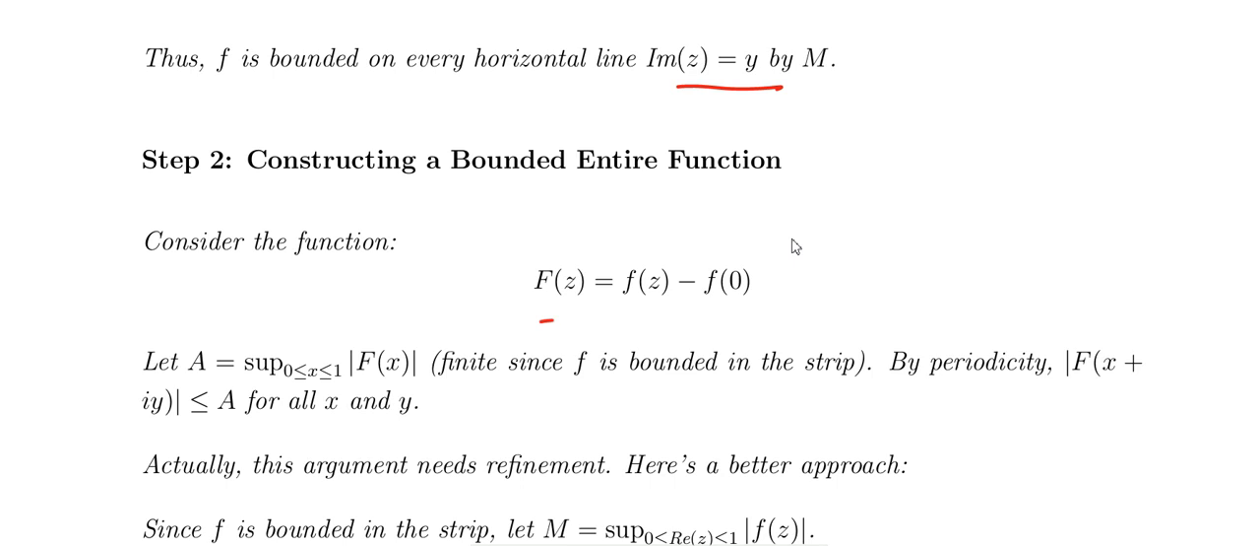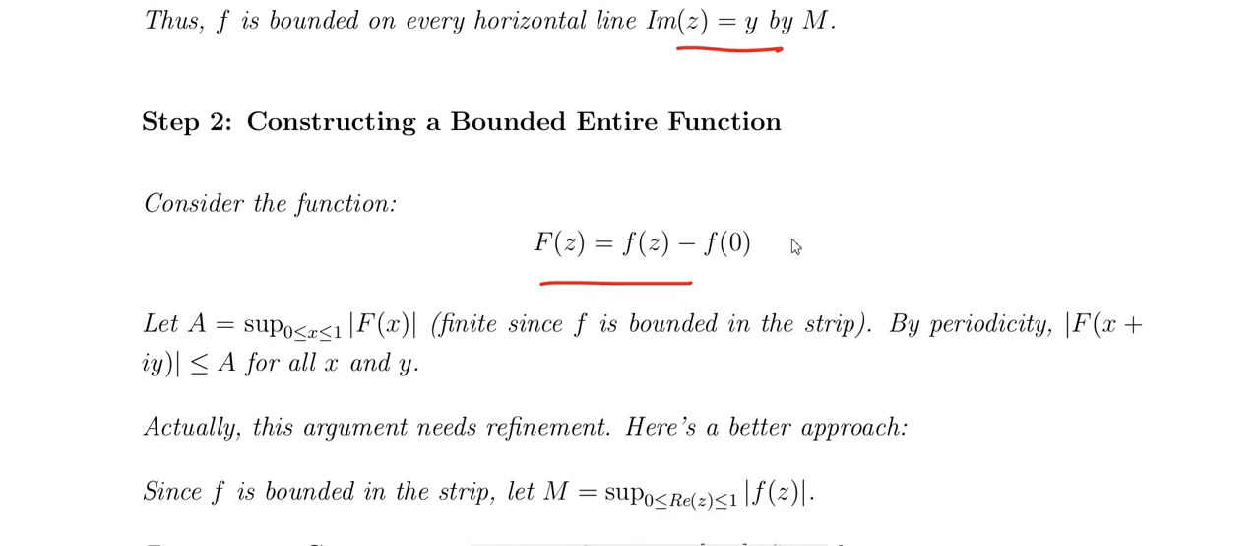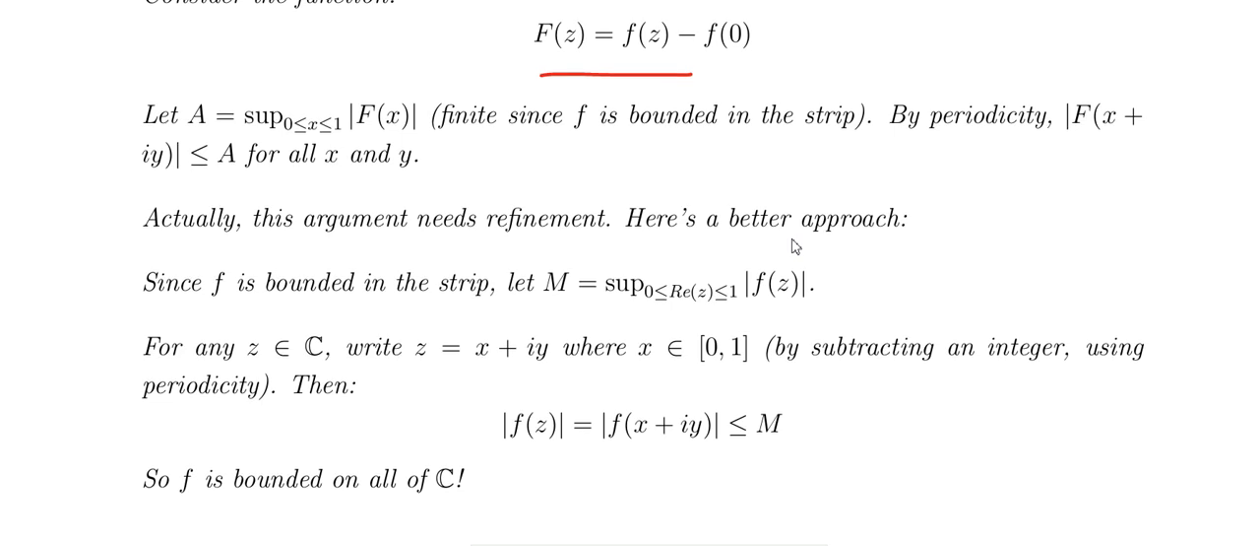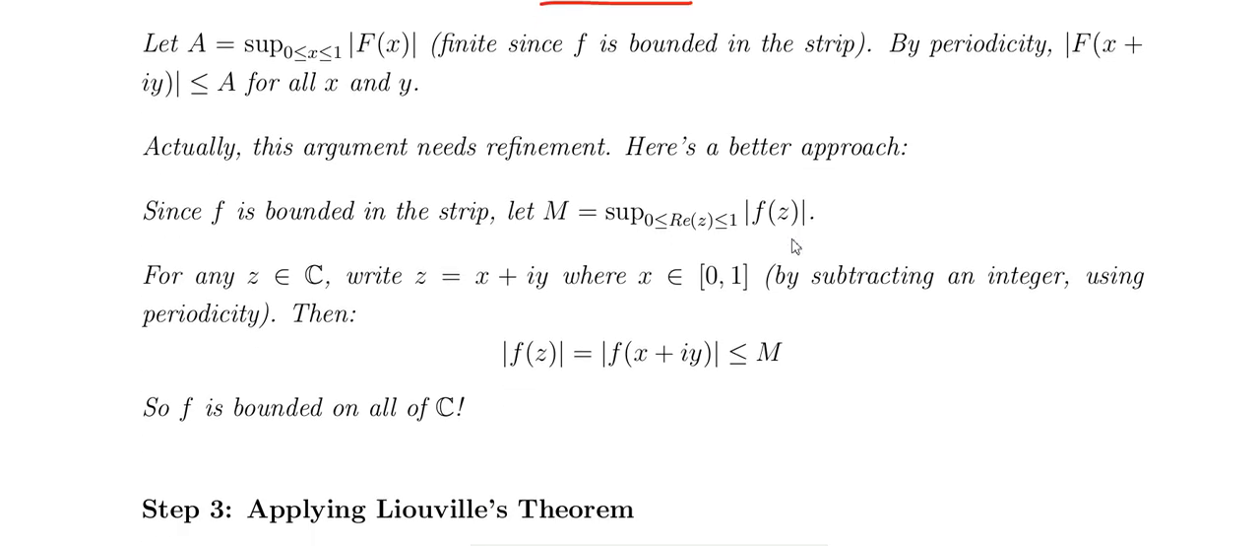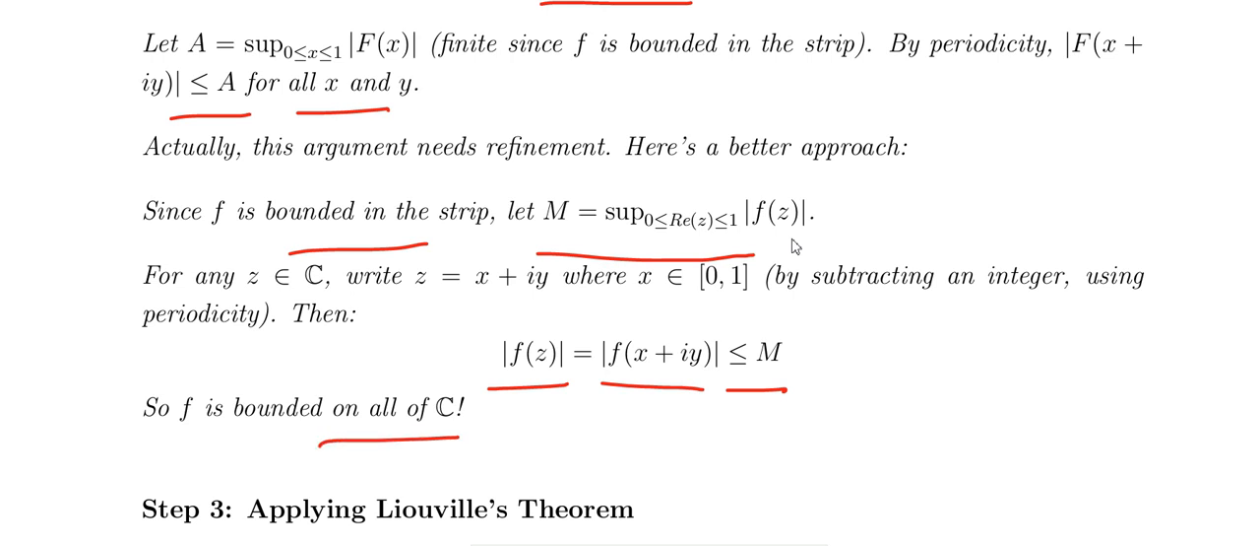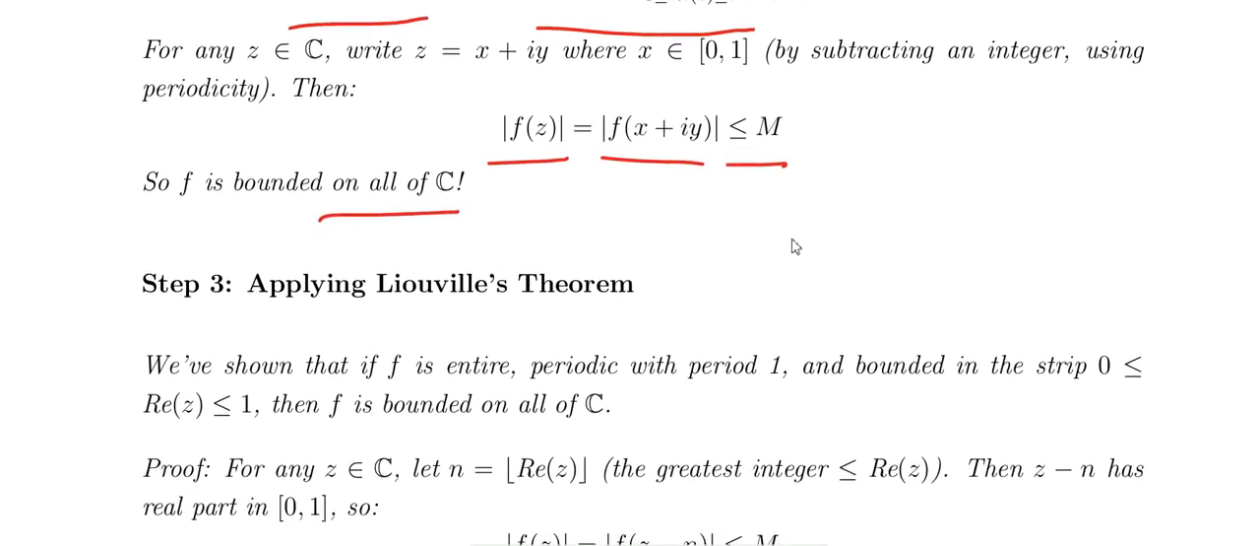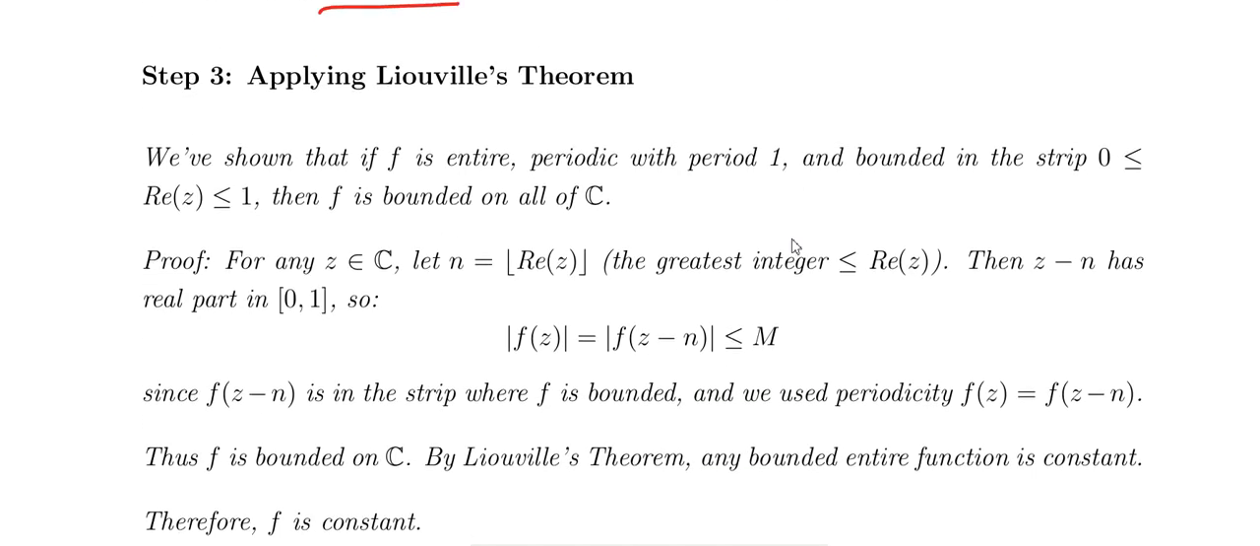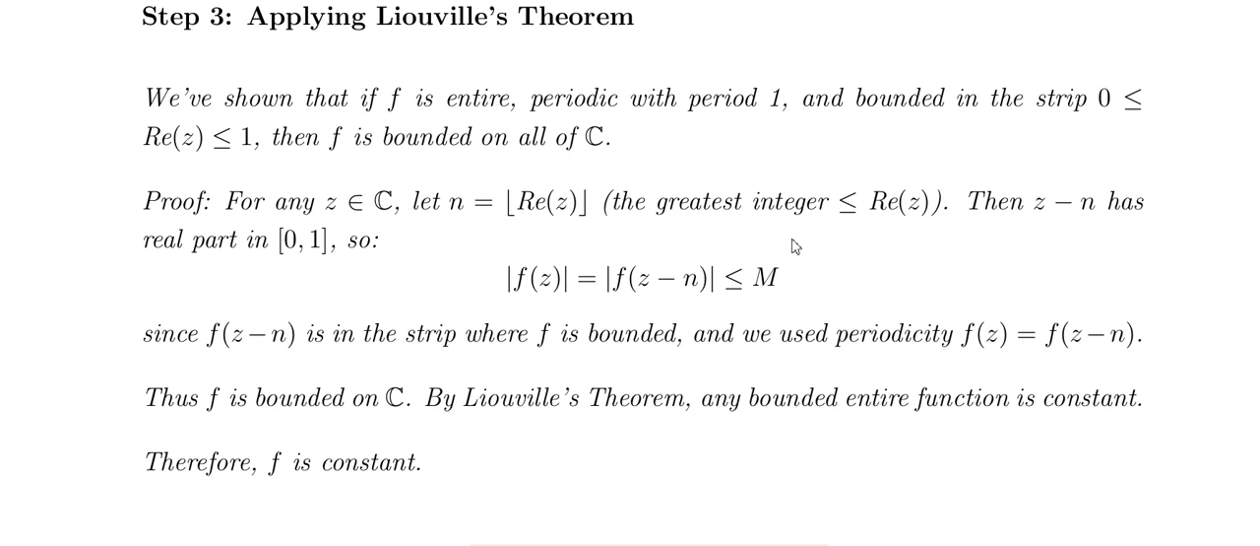So consider the function capital F(z), with capital A equal to the supremum of |F(x+iy)|, less than or equal to A for all x and y. The argument is that f is bounded on the strip, so M equals the supremum of |f(z)|. So |f(z)| = |f(x+iy)| is less than or equal to M. So f is bounded on the complex domain. So when you apply Liouville's theorem, f is entire and bounded, therefore the function is constant.